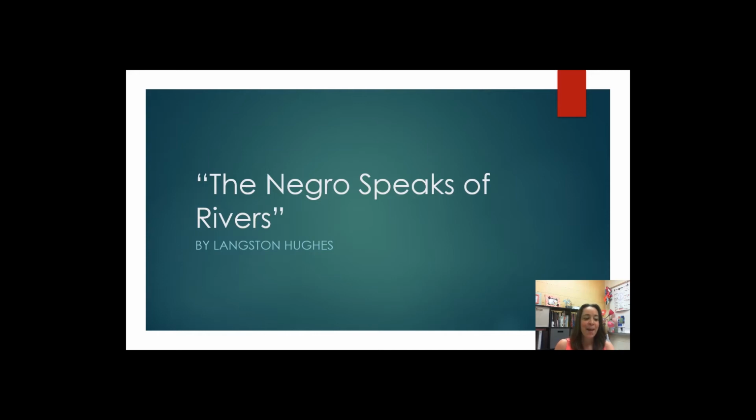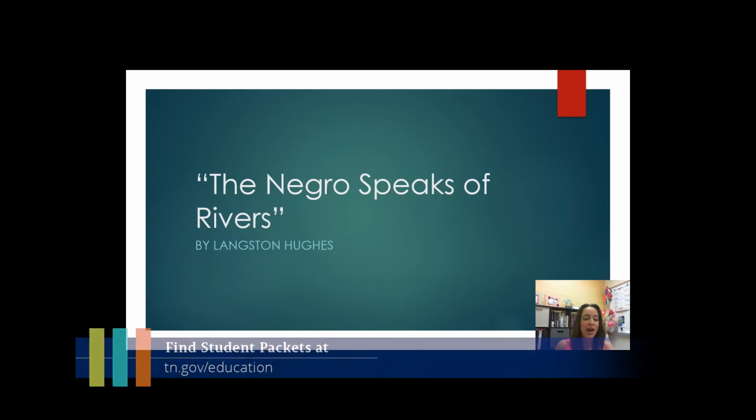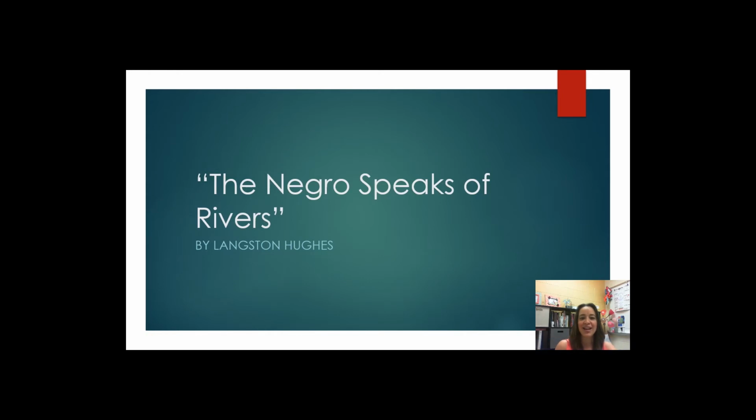Before we get started, to participate fully in today's lesson, you're going to need a few things: paper, pencil, a surface to write on, and the student packet for ELA Grade 7, Lesson 17, which can be found at www.tn.gov/education. Let's get started.